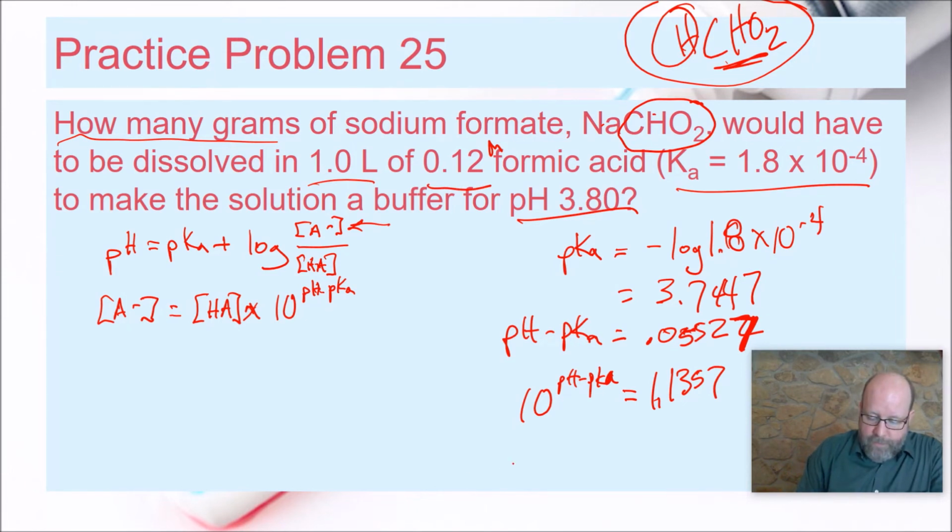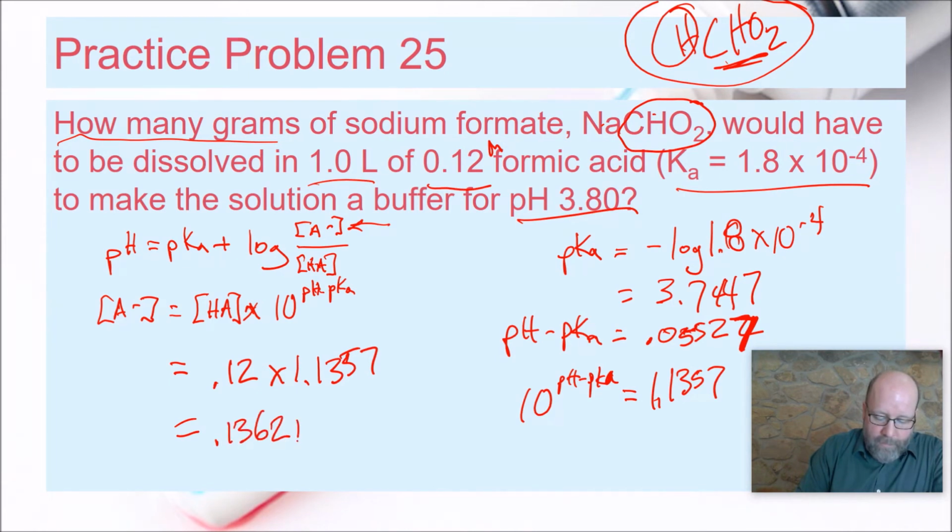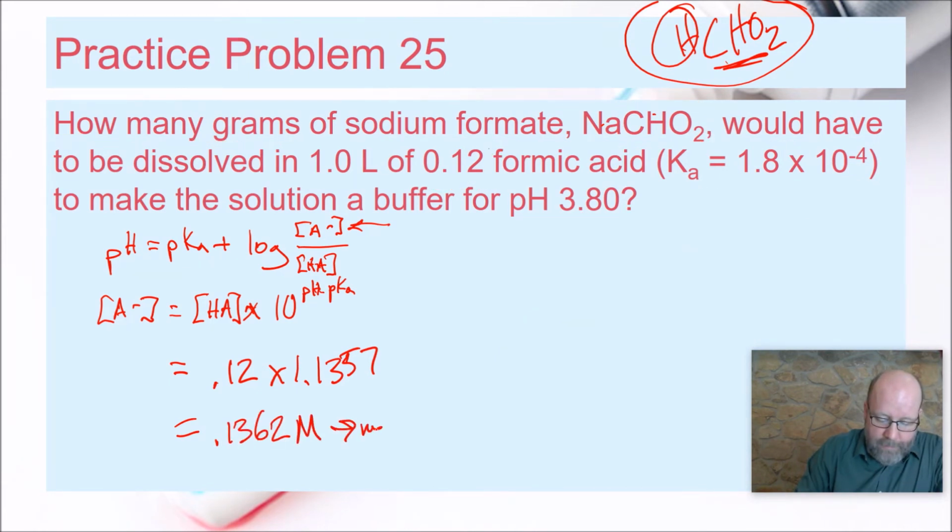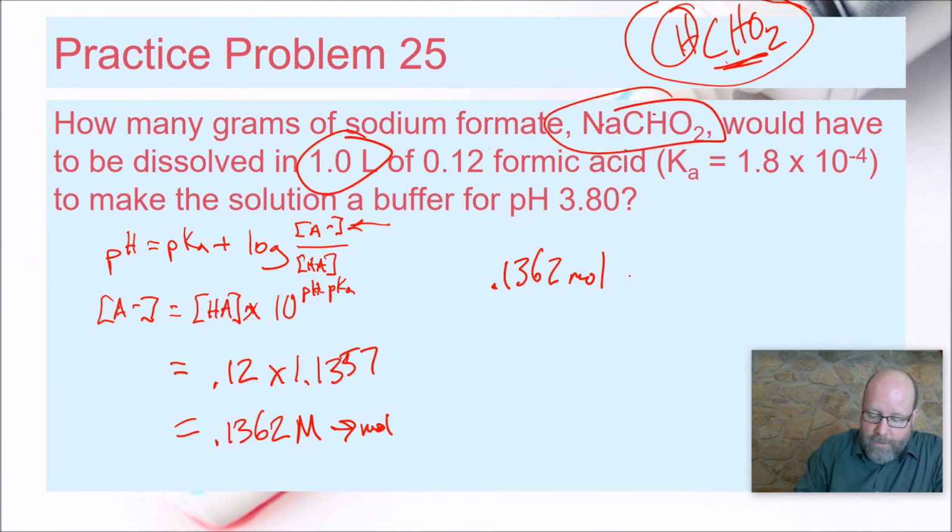And then we're going to multiply that times our concentration, which is 0.12. So basically what this is going to equal is 0.12 times 1.1357. And that gets us our answer, which is 0.1362 molar. We can turn that into moles because we said 1 liter, right? So if this is moles per liter, how many moles in a liter? Well, there's only 1 liter, no problem. So I need 0.1362 moles of this sodium formate, this guy right here, right?